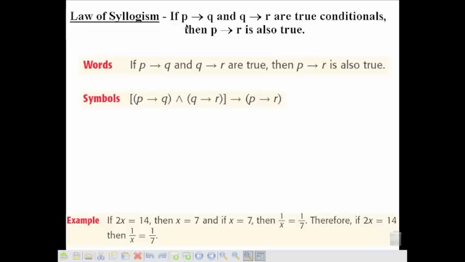Now the next rule is the law of syllogism. Syllogism is more like connecting a chain. And as we have a chain here, we say if P then Q and Q then R are true conditionals, then we can kind of leave out the middle step because we're connecting. If we have P, we know we have Q. If we have Q, we know we have R. Therefore, if we have P, we know we have R. So we can connect it in a way that leaves out that middle step.